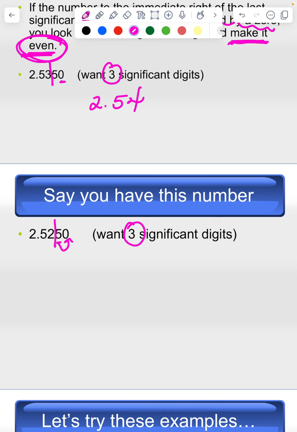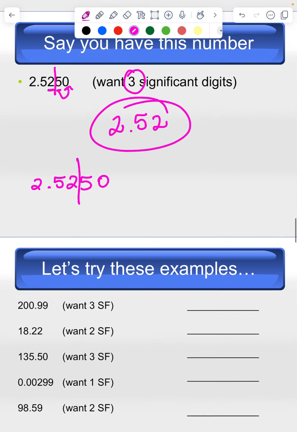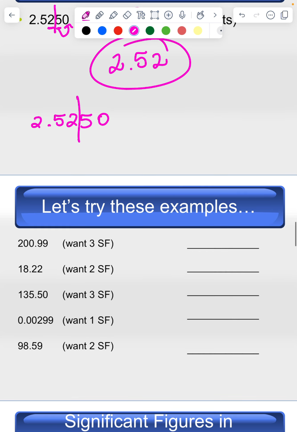It's a 0, so I have to make this even. Well, 2 is already even, so we keep it the same. And for this rule, if 5 is not followed by anything, then we just assume it's followed by a 0, and we would make it even. All right, so let's try these.